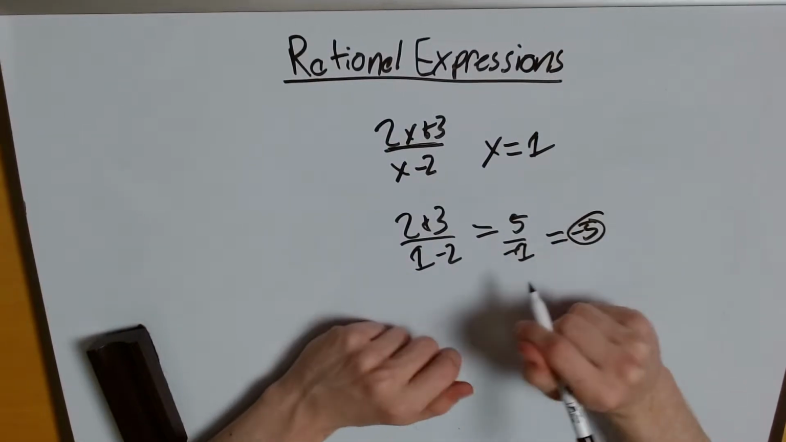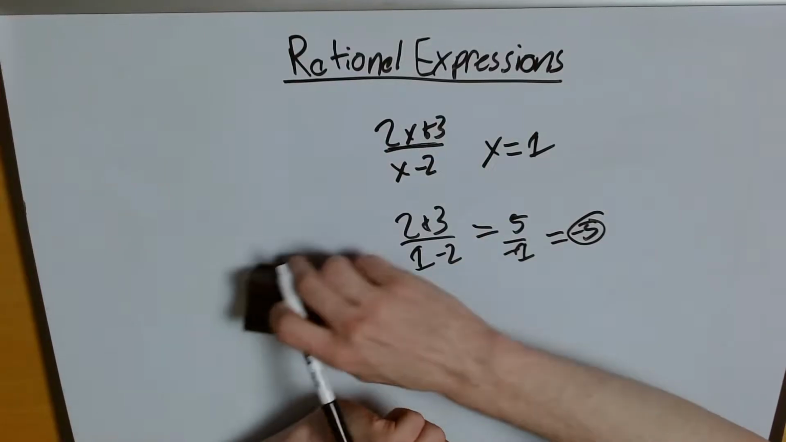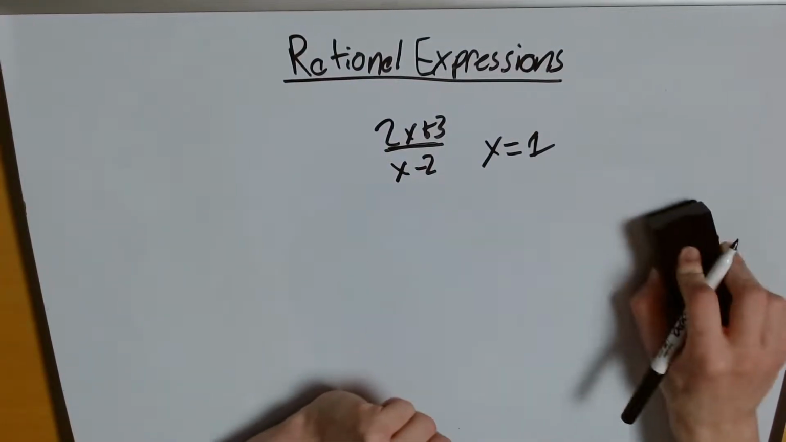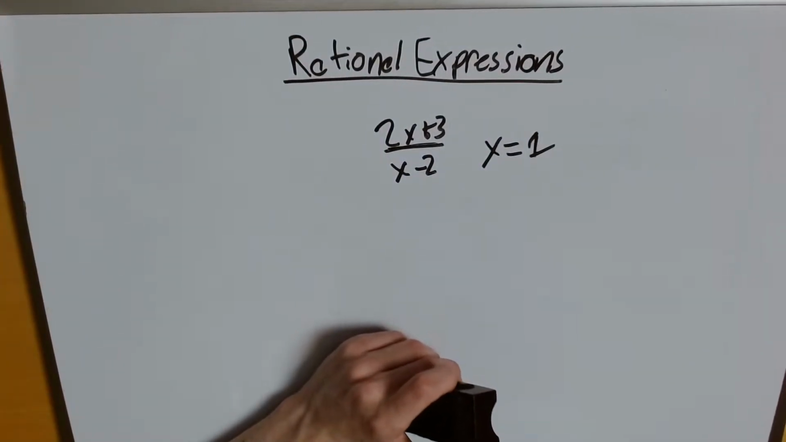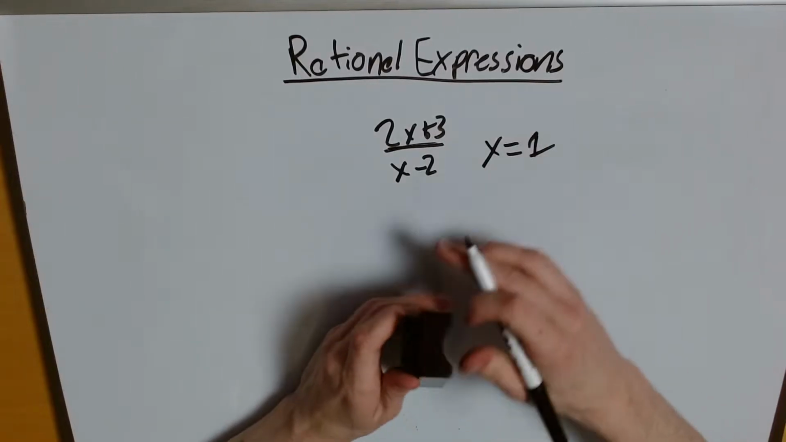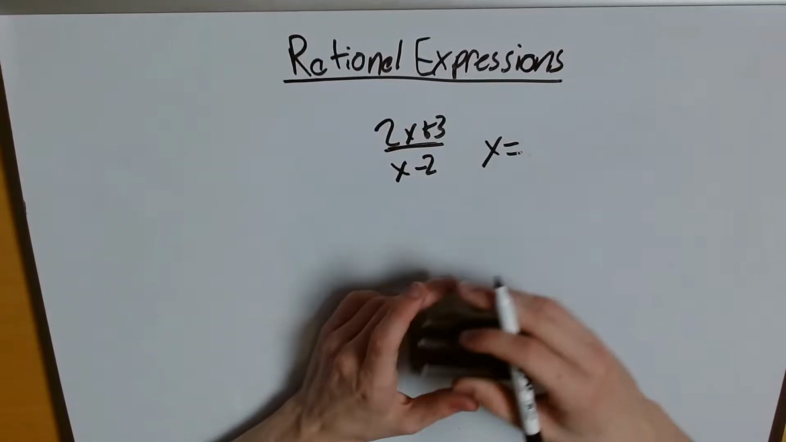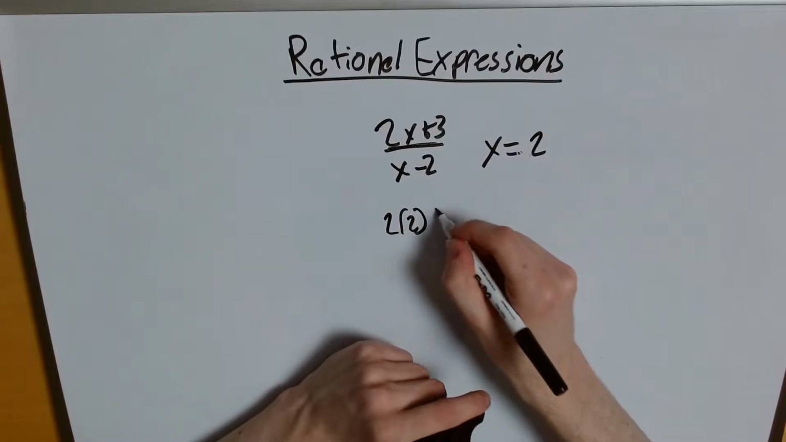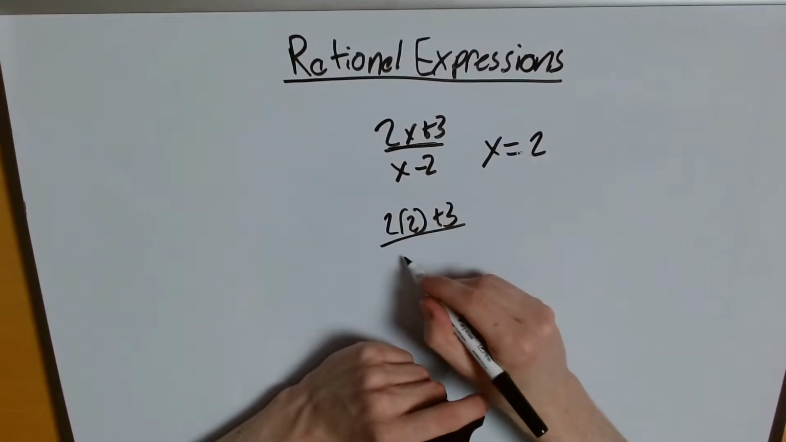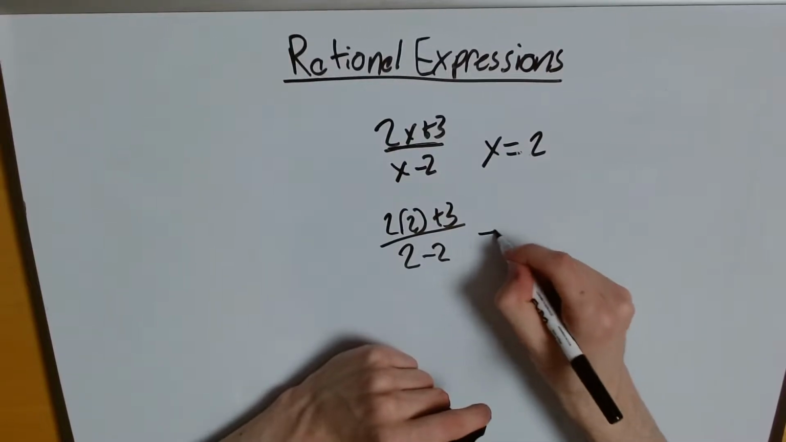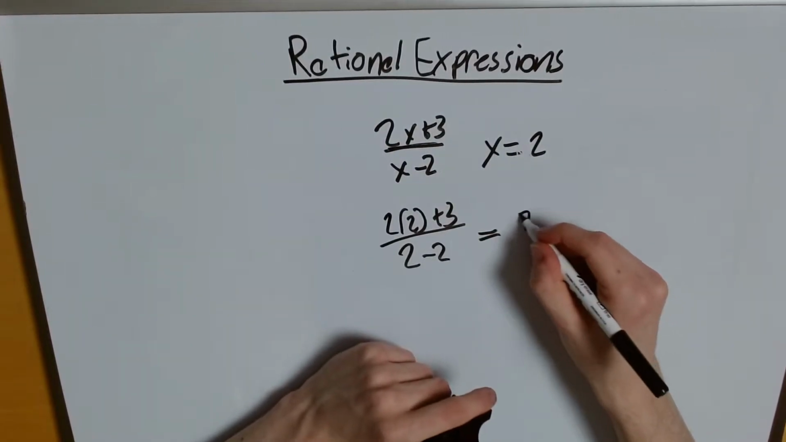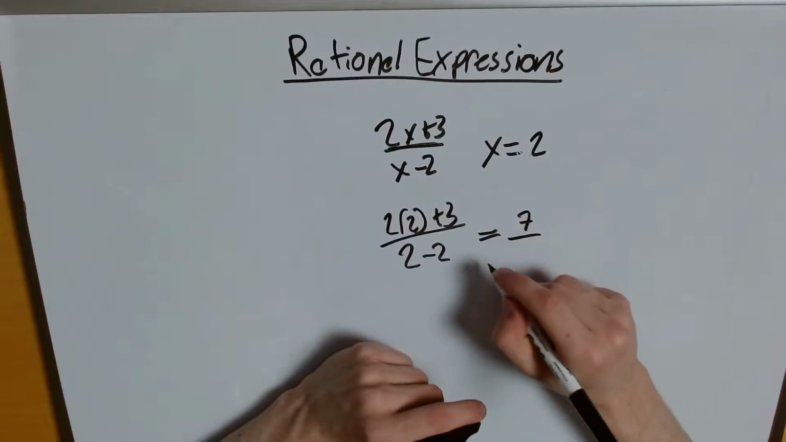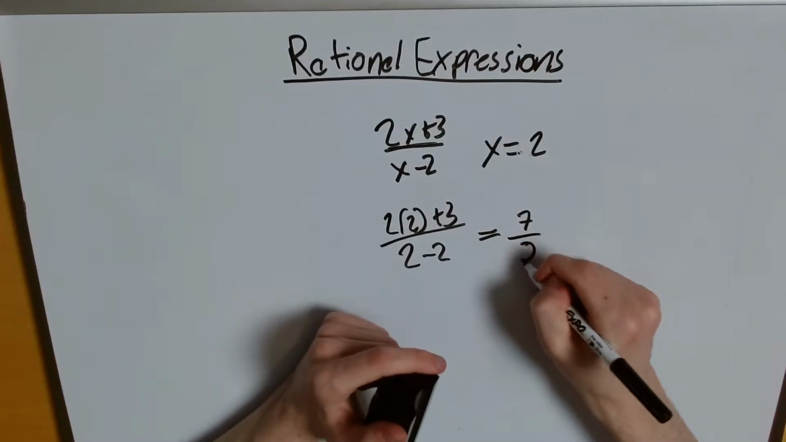All right, simple enough. I'm just plugging in. Nothing seems to be out of the ordinary or special here. But what if I plug in x equals 2? Well, in the numerator, I get 2 times 2 plus 3. In the denominator, I get 2 minus 2. So in the numerator, I have 4 plus 3, or 7. But in the denominator, I have 2 minus 2, or 0.